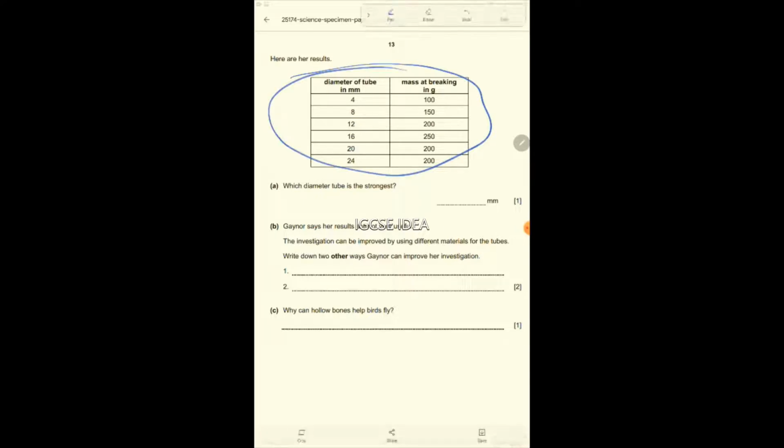Which diameter tube is the strongest? 16. Gyno says her results are not very useful. The investigation can be improved by using different materials for the tubes. Write down 2 other ways Gyno can improve her investigation. Okay. She can use different sized tubes.